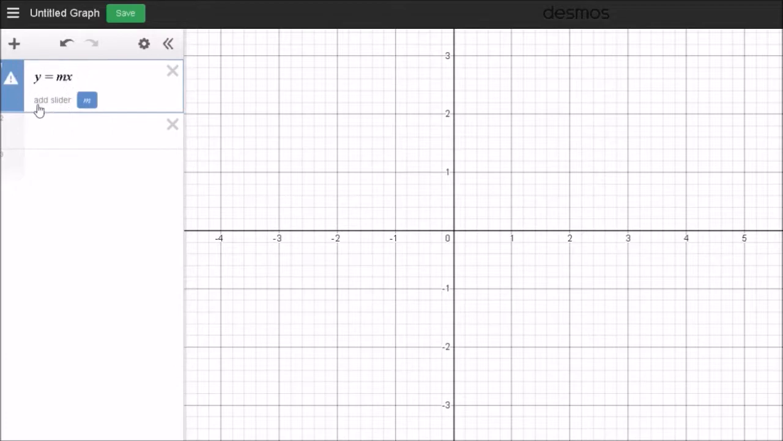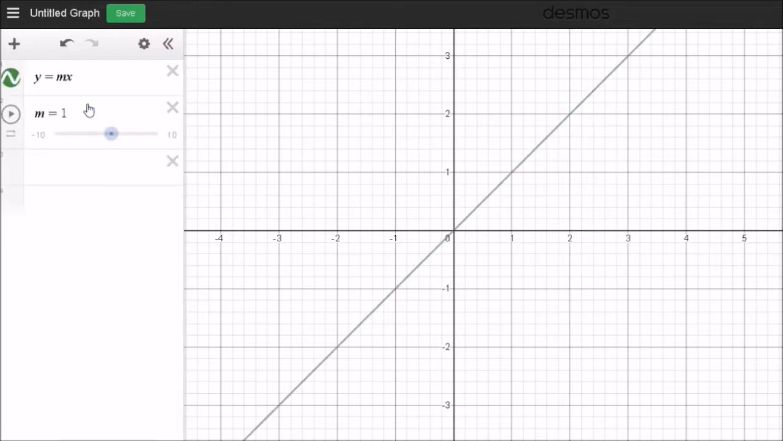And you'll see here it says add slider. So if I was to click on this m, this allows us to change the value for m. You can see at the moment m is equal to 1. So whenever m is equal to 1, we've just got y equals 1 times x. Well, 1 times x is just x, so we've just got y equals x at the moment, and that's the line that we've seen drawn in the previous video.